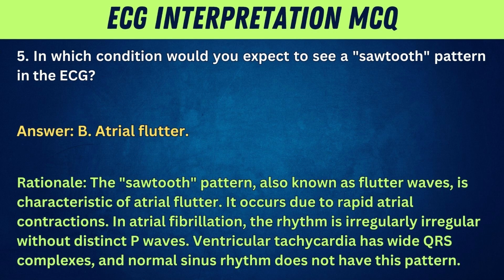Answer: B. Atrial flutter. Rationale: the sawtooth pattern, also known as flutter waves, is characteristic of atrial flutter. It occurs due to rapid atrial contractions. In atrial fibrillation, the rhythm is irregular, without distinct P waves. Ventricular tachycardia has wide QRS complexes, and normal sinus rhythm does not have this pattern.